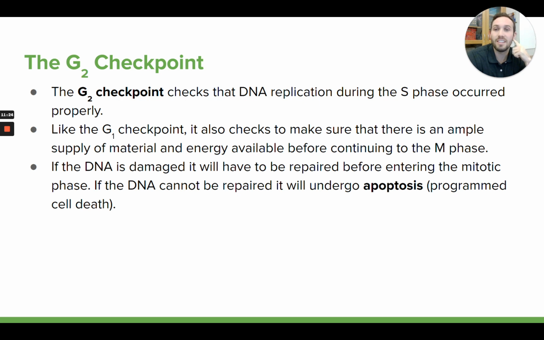Another thing that's checked at this checkpoint is that, again, the DNA is going to be checked to make sure that the DNA is not damaged, specifically the newly replicated DNA. You just finished S phase, where you took all of the DNA and made a second copy of all of your chromosomes. You duplicated all of your chromosomes, you copied all of the DNA. And that often can result in some messed up DNA when you're doing DNA replication.